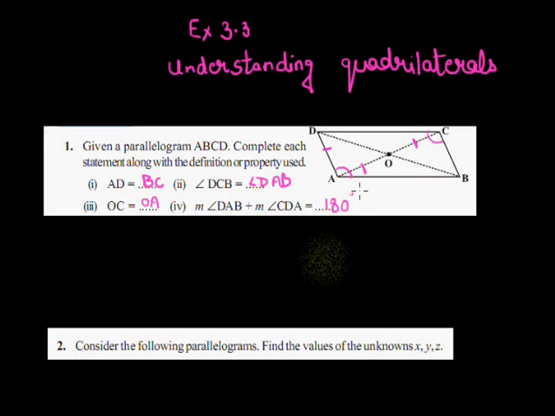Okay, so the first question, AD is equal to BC because the opposite sides of the parallelogram are equal. The second part, DCB will be equal to DAB because the opposite angles of the parallelogram are equal. OC will be equal to OA because the diagonals bisect each other, and the measure of angle DAB plus CDA will be equal to 180 degrees because CD and AB are the parallel lines, the interior angles of the parallelogram. If we add the interior angles, then the sum is equal to 180 degrees.